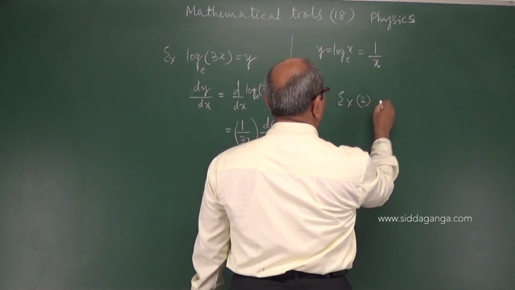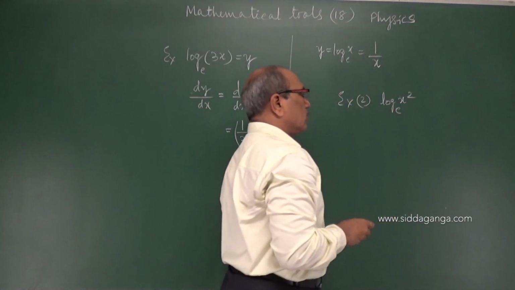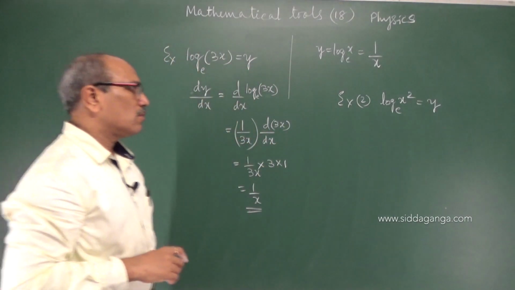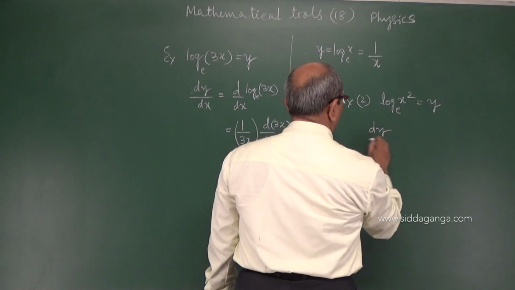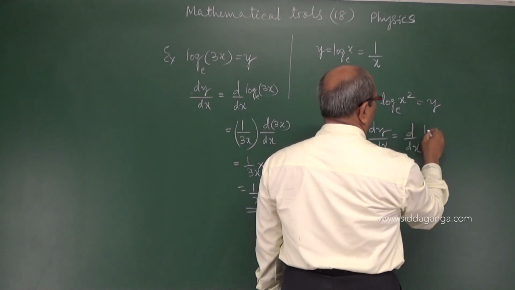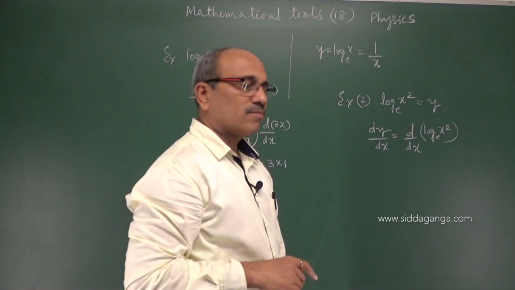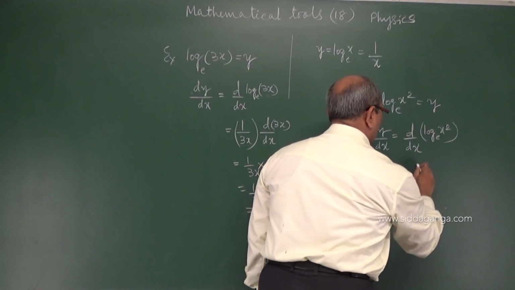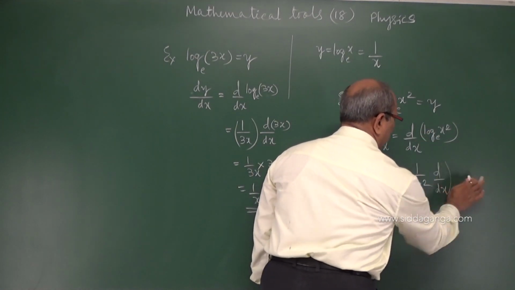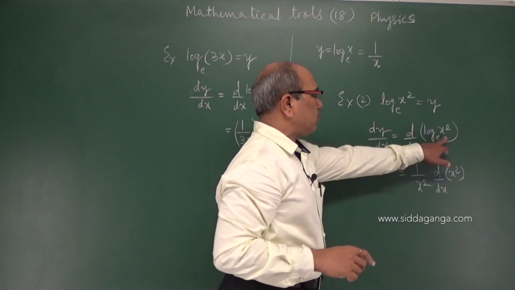The second, log x square equal to y. Then dy by dx, if you want, dy by dx of log x square to the base e. However, you take it as a unit, 1 by x square of differentiation of that, and again d by dx of this x square separately of this value.